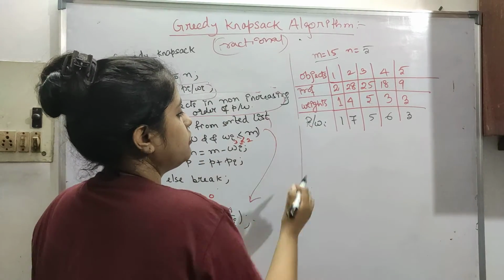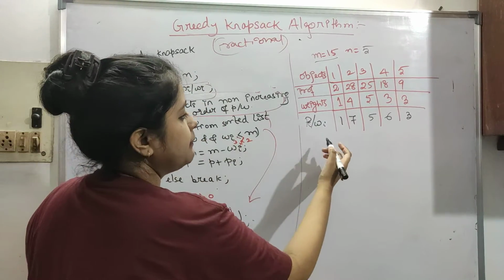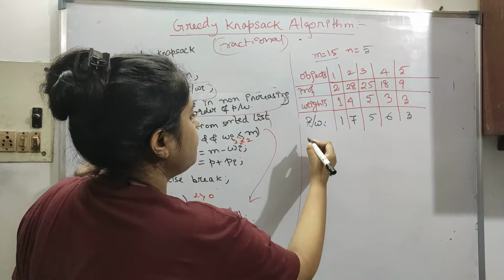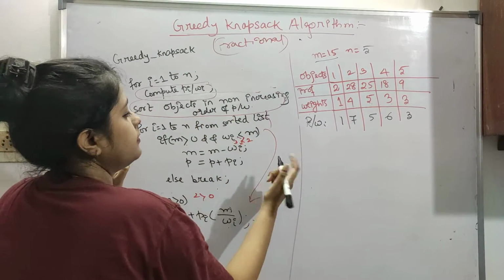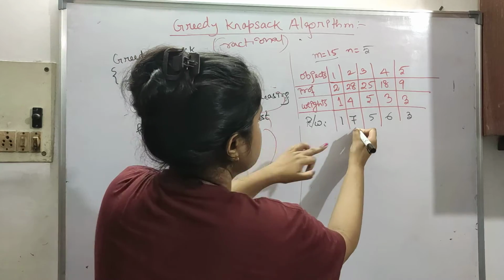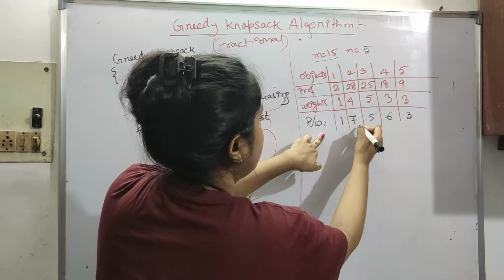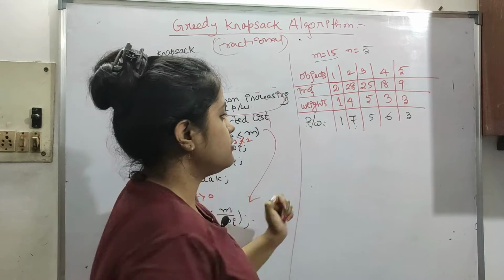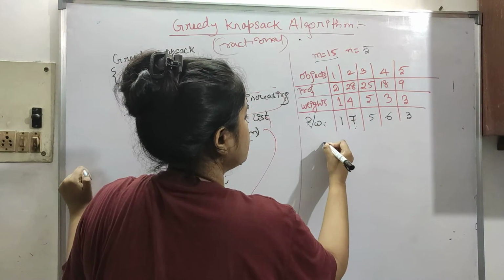Okay, so now we have to compute. The first line was to compute Pi by Wi. I've already done that. So now we have to sort it in non-increasing order, which means the highest will be taken first. So 7 is the highest here, among 1, 7, 5, 6, 3. 7 is the highest, so 7 is taken, which means object 2.